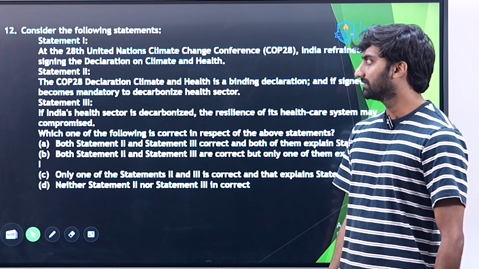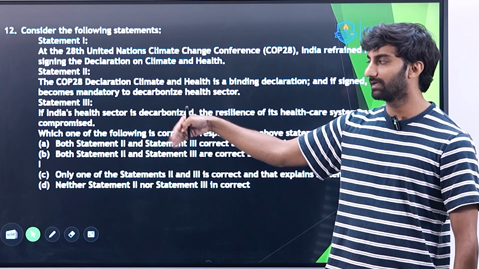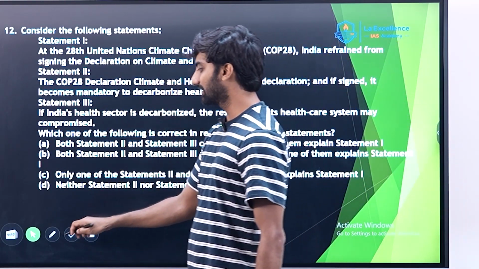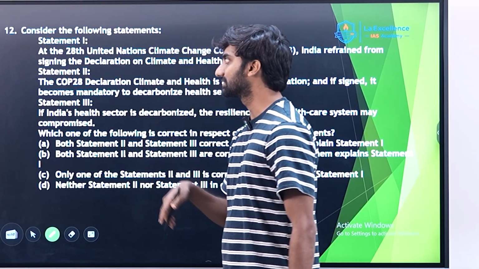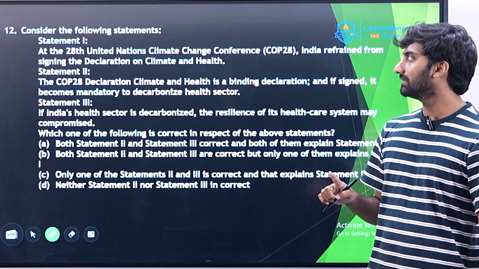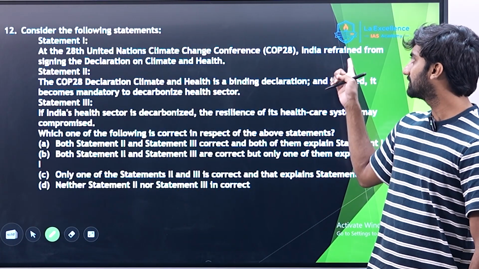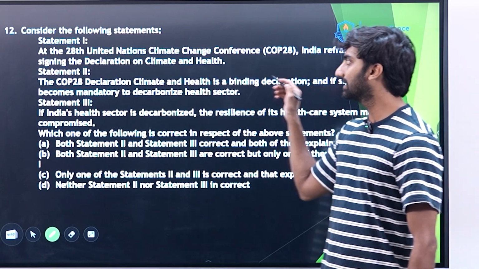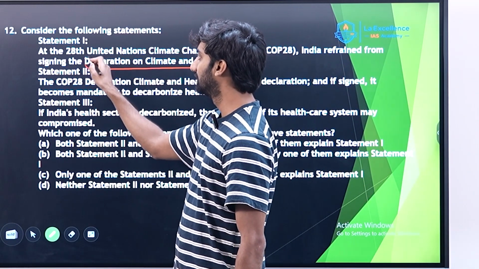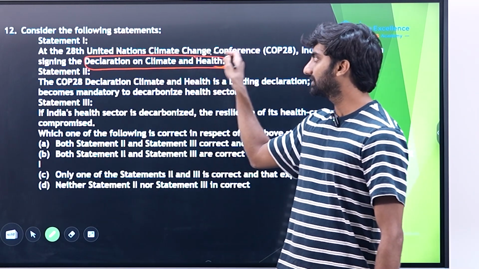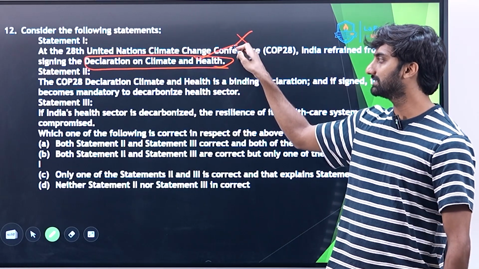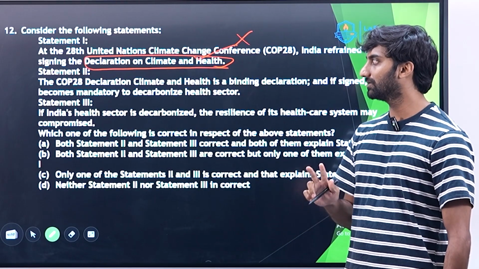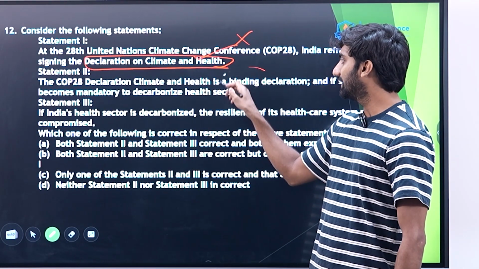Then question 12. This is a factual question, most frequently mentioned in the news. Regarding COPs, statement 1: at the 28th UNFCCC, India refrained from signing the Declaration on Climate and Health. This is a declaration brought up in COP 28, and India didn't sign it. Statement 2: COP declaration is a binding declaration.